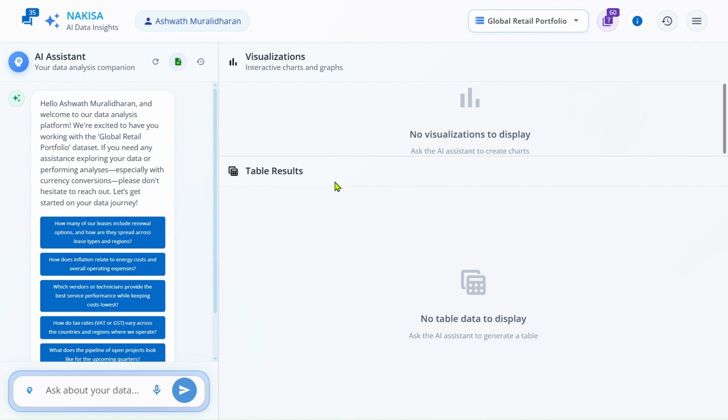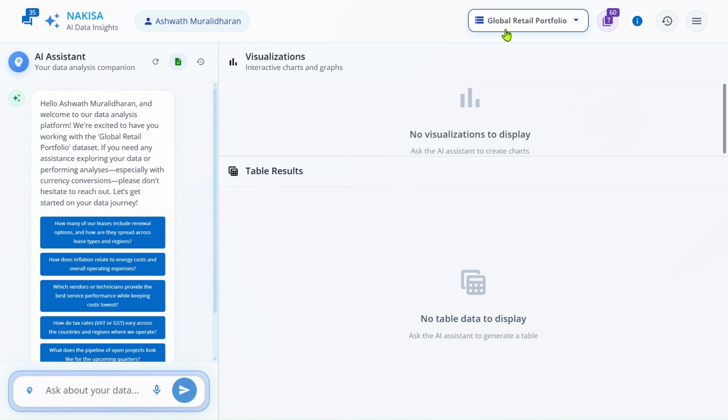Today, we have at our disposal a global retail portfolio dataset. It covers a population of leased, subleased, owned stores across a global footprint, along with capital and operational expenditure. Let's dive in and see what we can get from our AI platform.